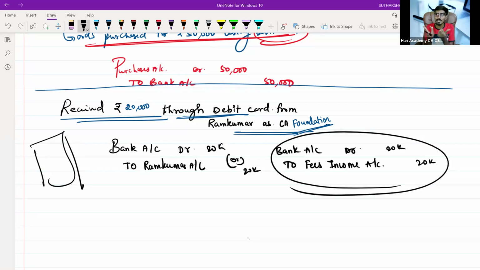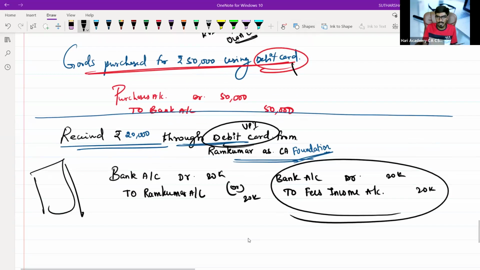Instead of using a debit card, using UPI is also like a debit card transaction only. What is UPI? Instead of debit card, I am using the word UPI. Even though, the entry is going to remain the same, because only your own cash got transferred, right? You are receiving your own cash, right? In the same way, for goods purchased by using debit card, instead of debit card, I may use UPI, Google Pay. Then you will not pass a Google Pay account; it is purchases to bank.